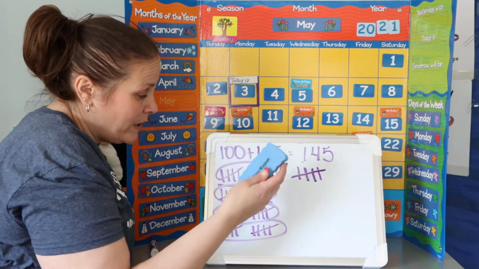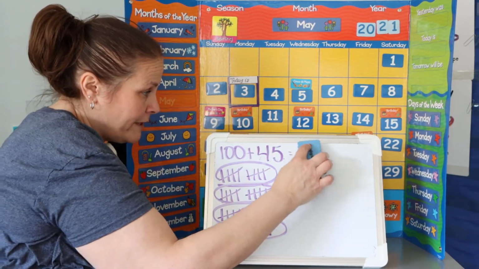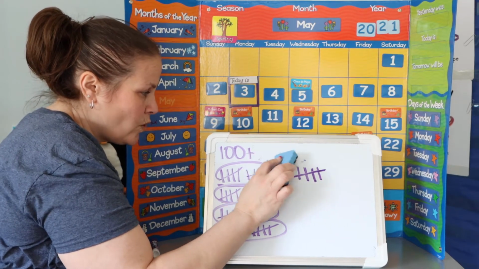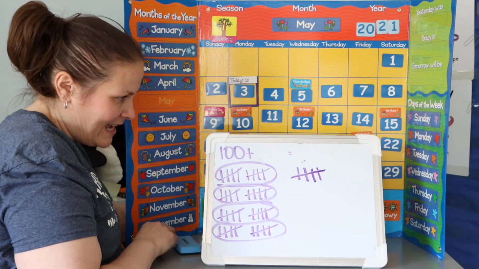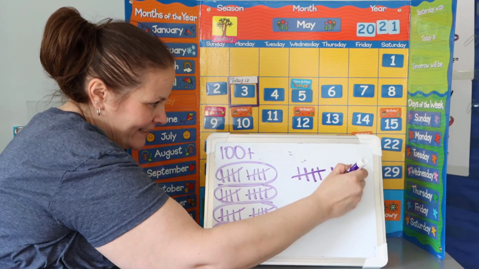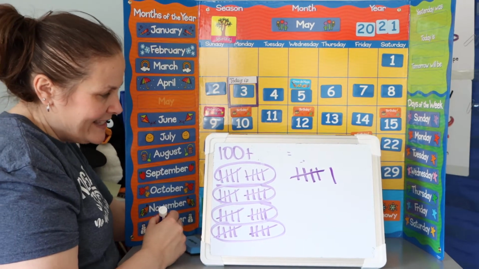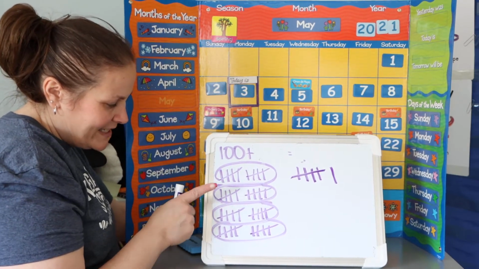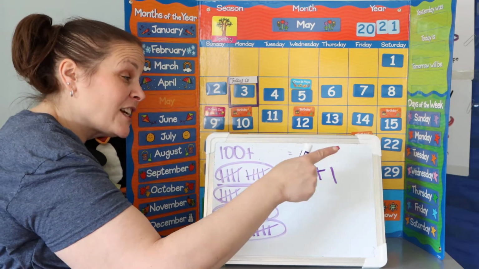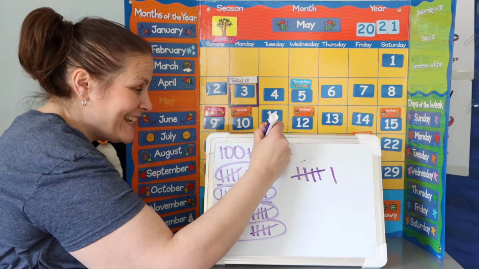Friday, we said we were here 145 days, but today is just one more. So let's add one more tally. Friday was a slide 5 day, so now we have one more. Let's count them. 10, 20, 30, 40, 45, and just one more, 46.